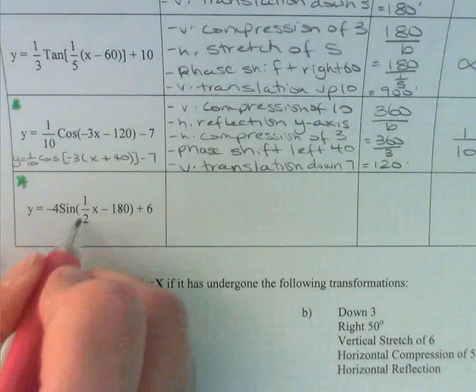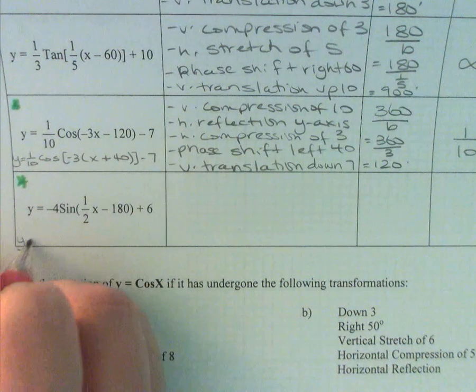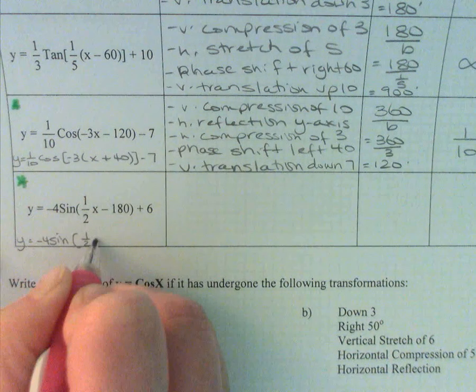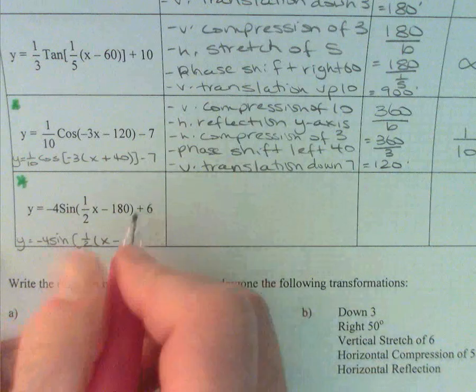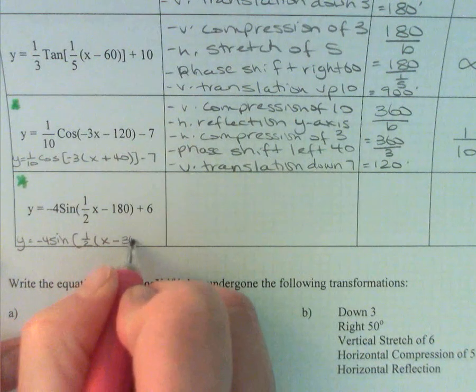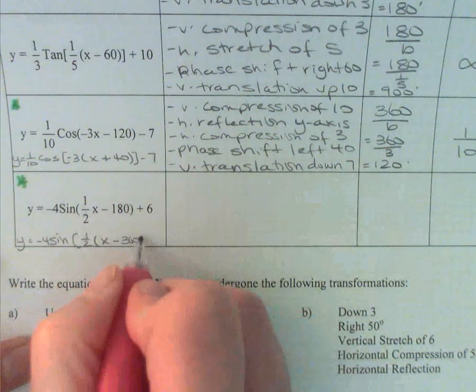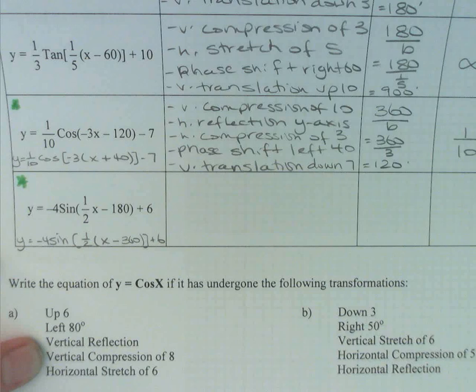We look at this one again, the number sitting right next to the x, so I need to factor it out. So I'm going to take the 1/2 out, and I get x minus, and I'm going to get 360, because 180 divided by 1/2 is 360, and then I have plus 6. So now I can state the transformations.